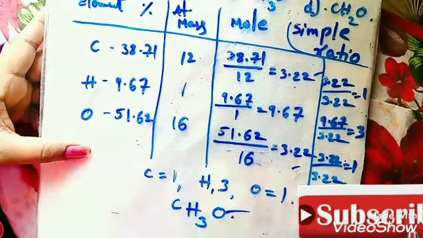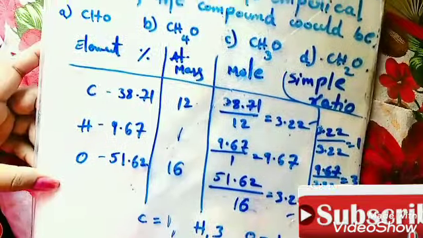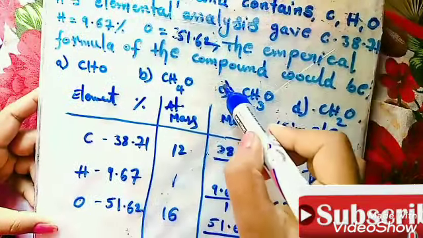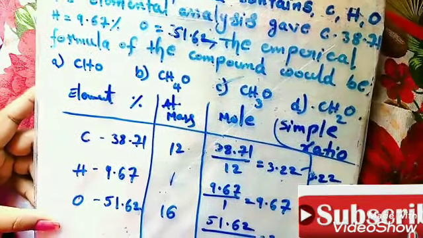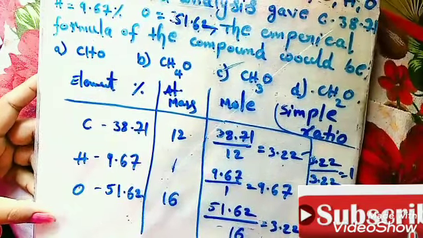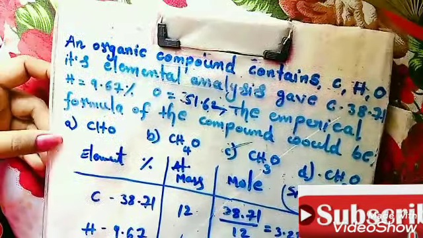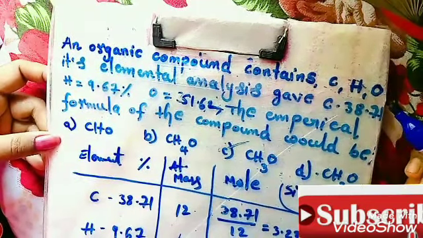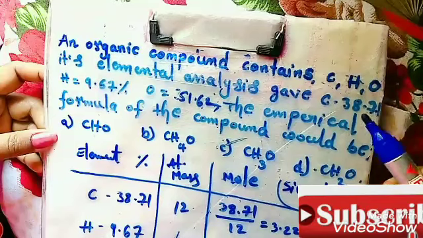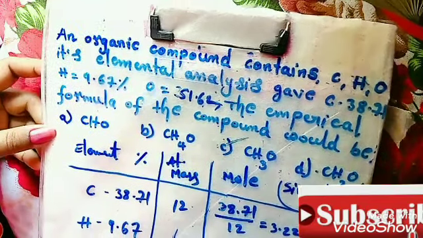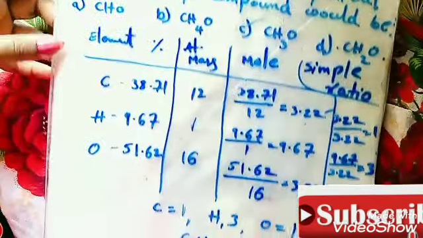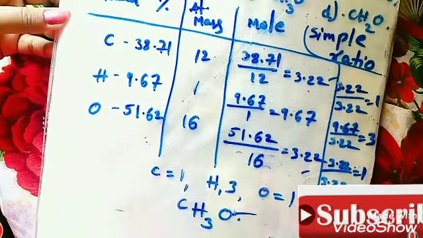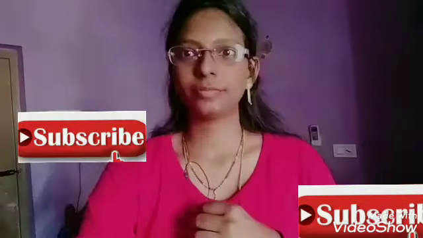So students, if you see the options, CH3O, that is option number 3, that is C, that is the correct answer. If you see in the question, the organic compound contains carbon, hydrogen and oxygen. If they give just percentages, then you have to find out the empirical formula just by doing like this. I hope you understood, students.